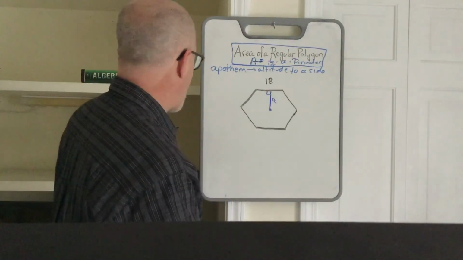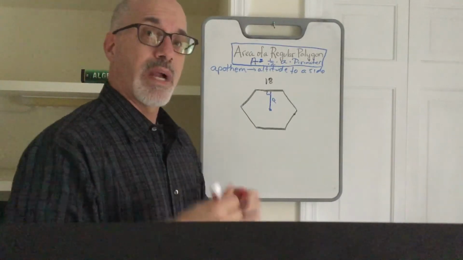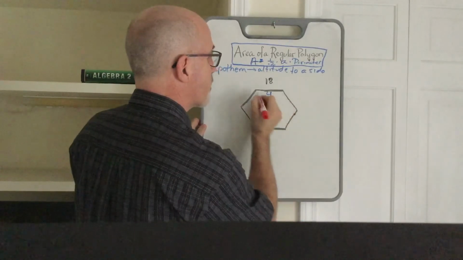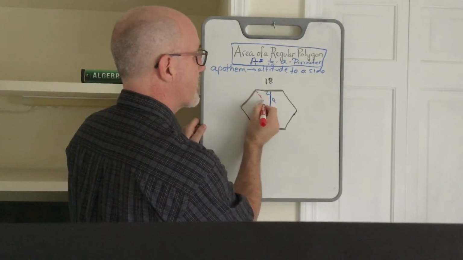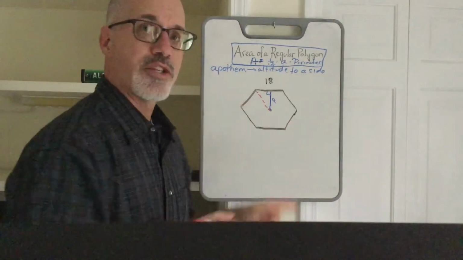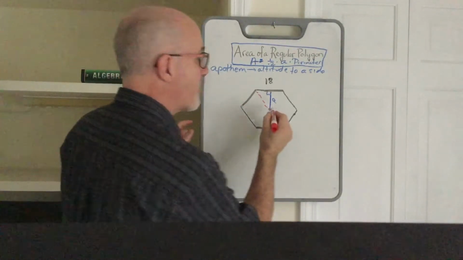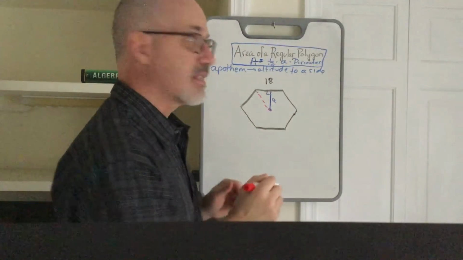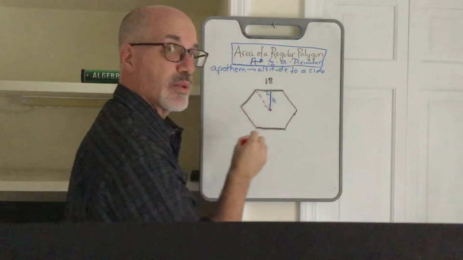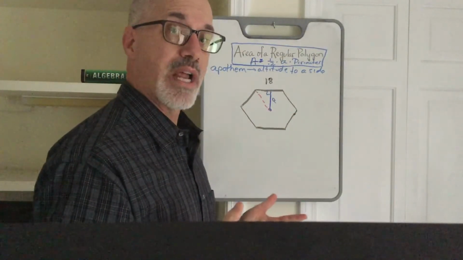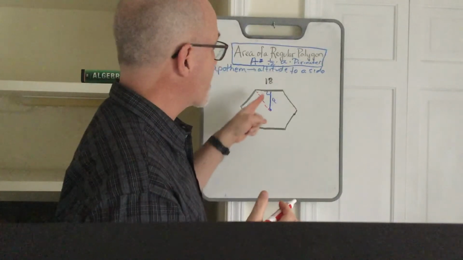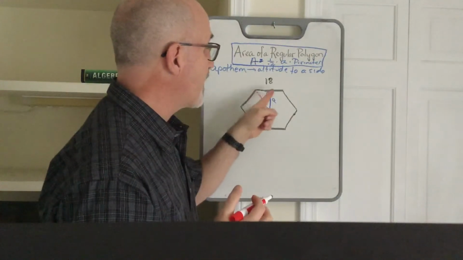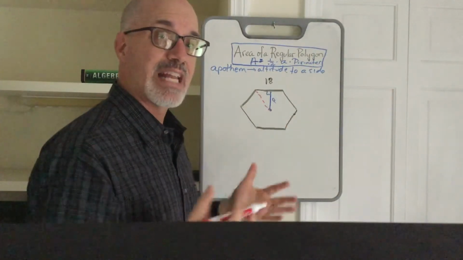So when we do this problem, what we want to do is recognize that if I draw from the center to one of the vertices, I now have a right triangle. And if I were to draw to all of these vertices and all of the apothems, since this has 6 sides, there would be 12 of those triangles formed. So this formula is based on finding the area of each of those triangles and adding them all up.